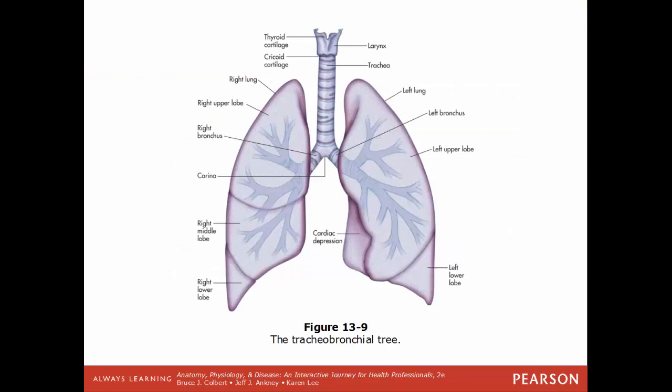Here's an illustration of the tracheobronchial tree. The thyroid cartilage up here forms the Adam's apple, and the larynx would be the voice box. Trachea here. You can see the individual C-shaped rings of hyaline cartilage here. As it continues down, it will split into the right and left primary bronchi.